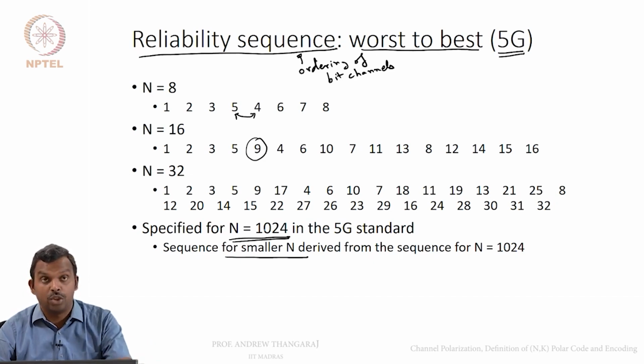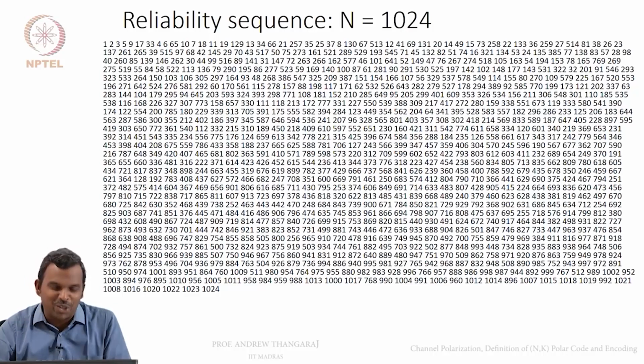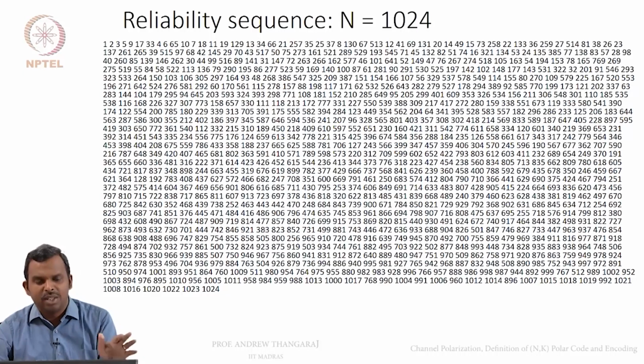So, this is the notion of reliability sequence. It is very crucial for designing and defining polar codes. It is very important. Okay. So, here is the full reliability sequence for n equals 1024. I am not expecting you to learn this by heart. You do not have to mug up this sequence, but this is the sequence. It's given in the standard, and you can see how it goes.